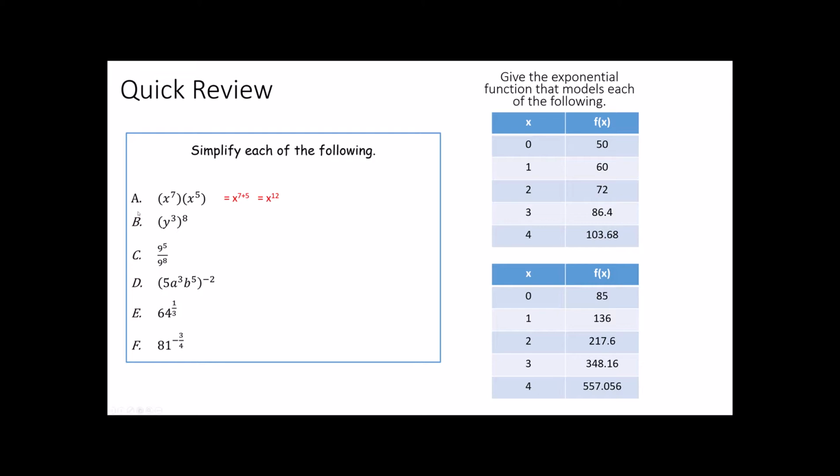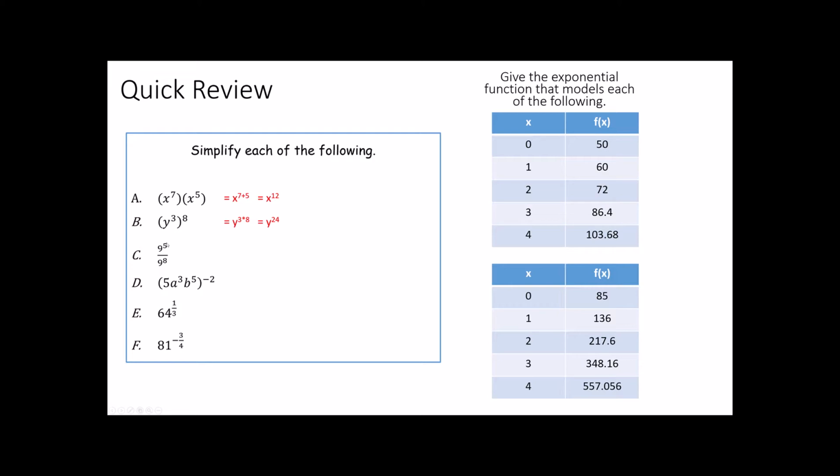The next example, example B, says y to the 3rd to the 8th. This says I have 8 groups. Every group is multiplied together, and within every group you have 3 y's that are multiplied together. So 3 y's 8 times, the power of a power property says you have 24 y's multiplied together.